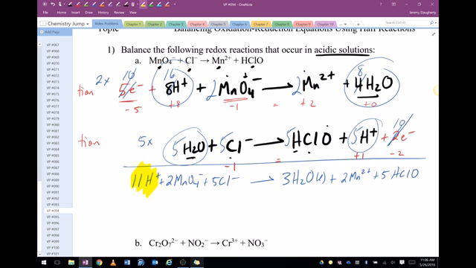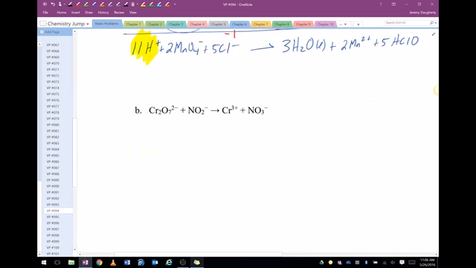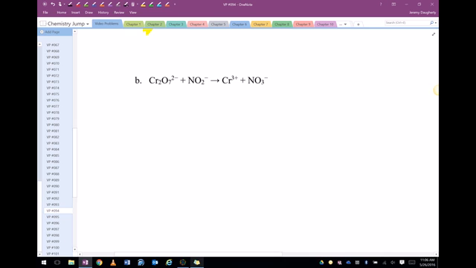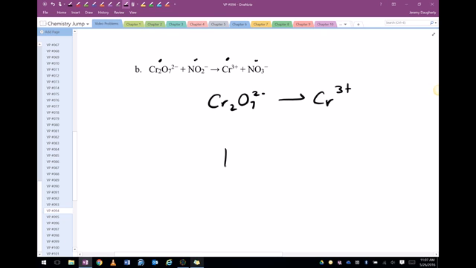Okay, let's do the one right below it. We're going to be doing the same thing, balancing it. Let's first break it up into its half reactions. I got a chromium and a chromium. So let's put those together. Cr2O7 2 minus yields Cr3+. Half reaction. So let's put that NO2 and NO3 together.